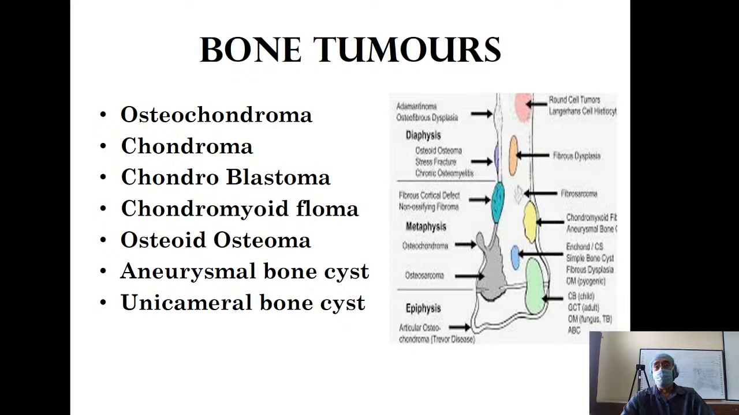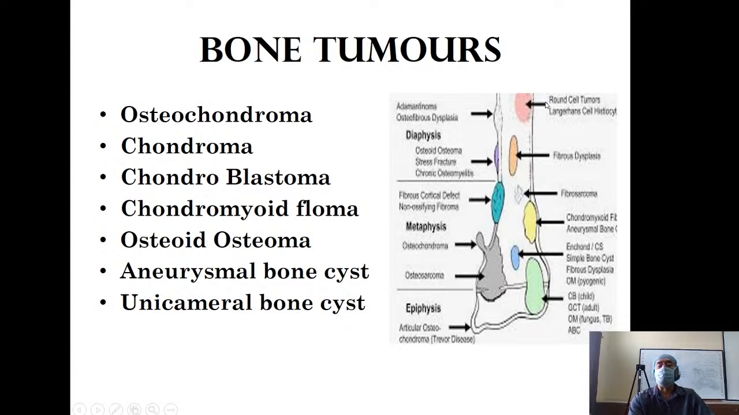Coming to the benign bone tumors, which are very important from the clinical point of view, usually they are osteochondroma, chondroma, chondroblastoma, chondromyxoid fibroma, osteoid osteoma, aneurysmal bone cyst, and unicameral bone cyst. So don't get confused with so many names. Once you start getting familiar with these things, they appear very easy for you.